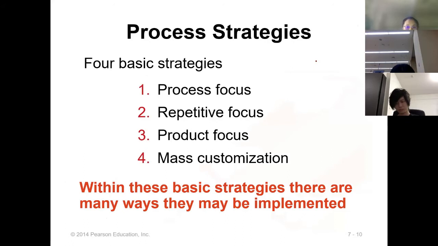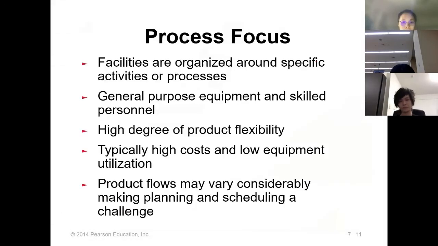Of course, some companies will have a mixture. For example, car manufacturing: in the stamping shop, it is actually process focused stamping. Okay, they make the press parts. But in the assembly, it is actually repetitive focus. And a little bit of mass customization.